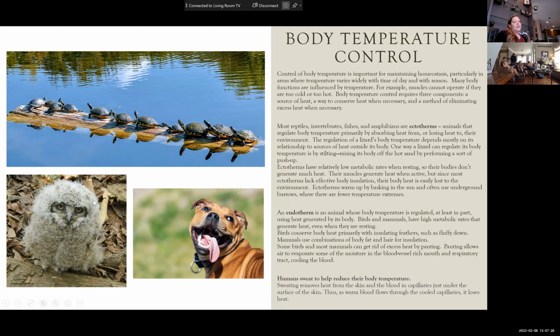Yeah, it does. So these ectotherms here, they go out in the sun on purpose, right? They're trying to get warm. And so one way to regulate its body temperature of a lizard, for example, is called stilting, and it's raising its body off the hot sand by performing a sort of push-up.